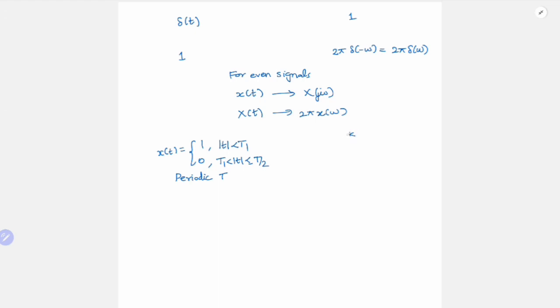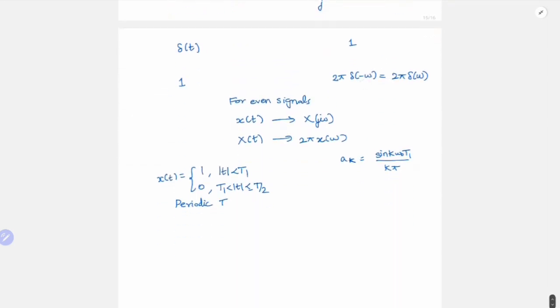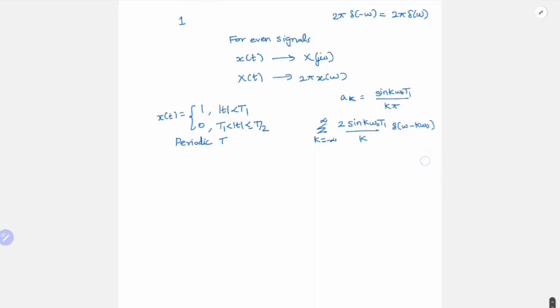So a_k is sin(kω0T1)/(kπ). Now for the Fourier transform, what will we have? It is 2π Σ a_k δ(ω − kω0). So it is actually the summation from k equals minus infinity to infinity. Pi cancels, so we have only 2 left: 2 sin(kω0T1)/k δ(ω − kω0). So this will be the Fourier transform.